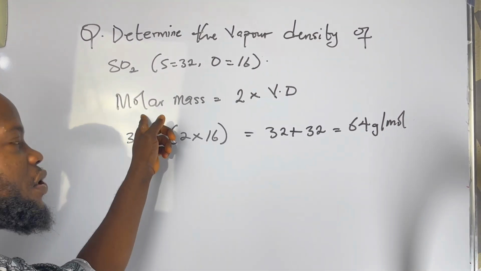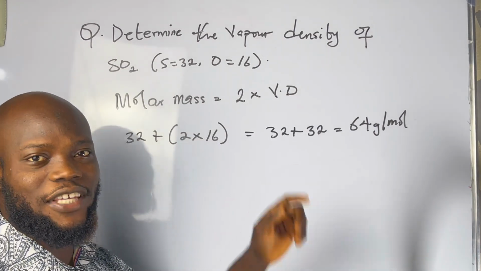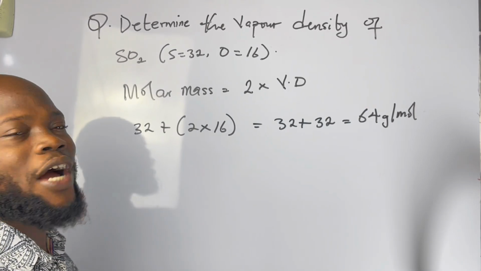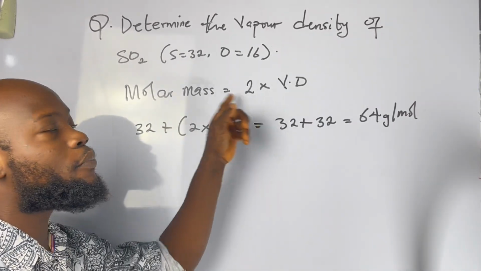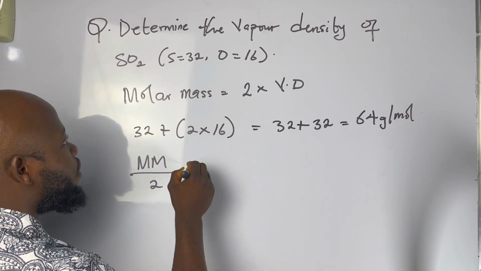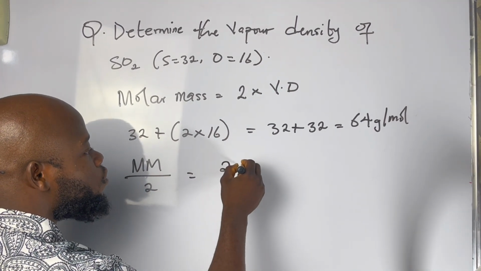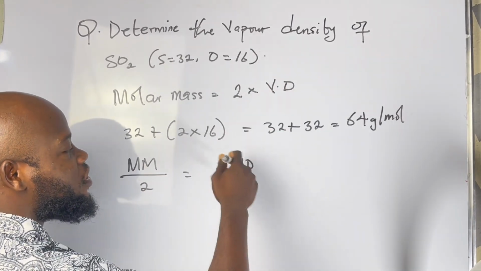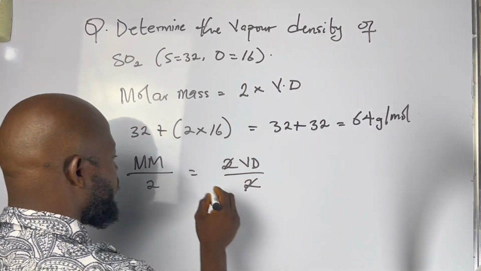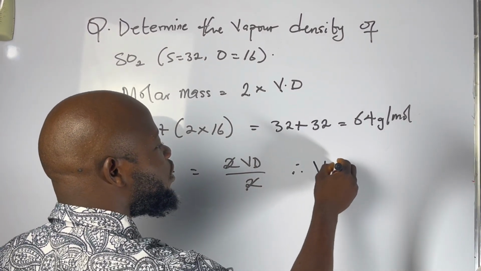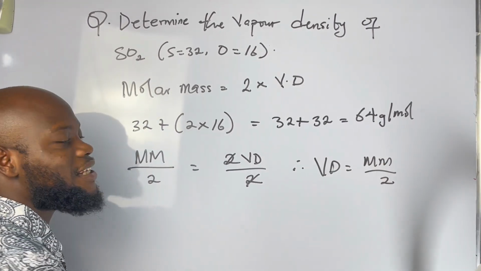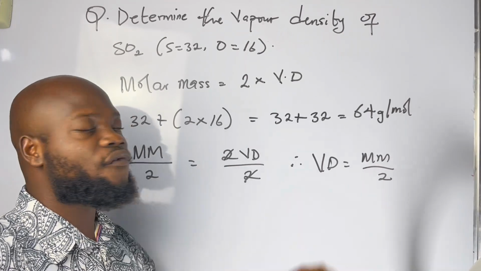So now let's come back to this formula, which says molar mass is equal to 2 times vapor density. We have to make vapor density the subject of the formula. So how do we do that? We multiply both sides by 2. So we have molar mass all over 2 is equal to 2 VD all over 2. 2 cancels 2, then you now have your VD. Therefore, your VD is equal to molar mass all over 2. So this is the formula we're going to use to calculate vapor density.